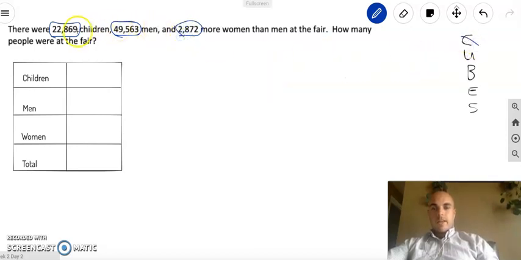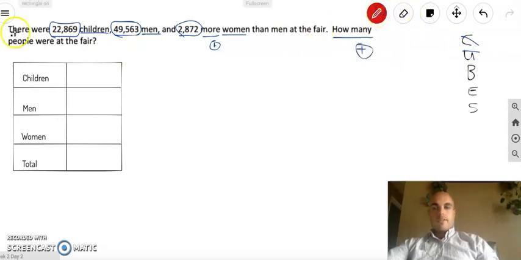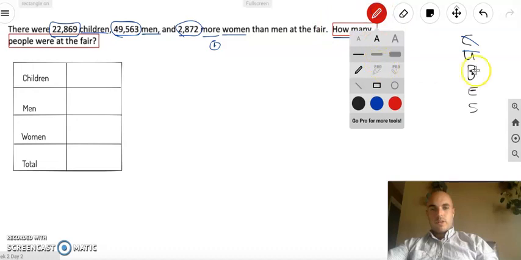Next I'm going to underline. So I have children, men, and women. And I need to find how many. So how many in this case means I'm adding. Notice that I have the word more here. More is a big clue word for addition. Great. Next, I'm going to box what is being asked. So how many people were at the fair? Like so.